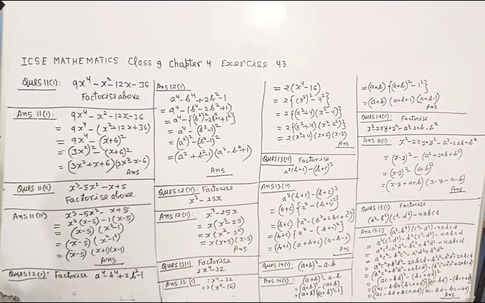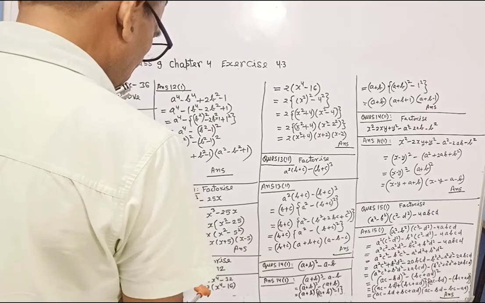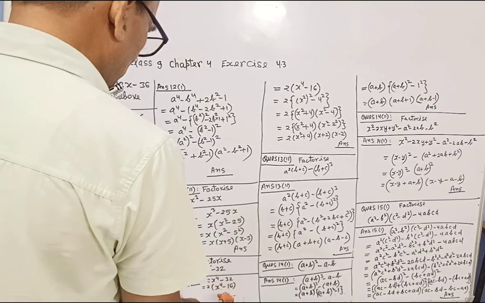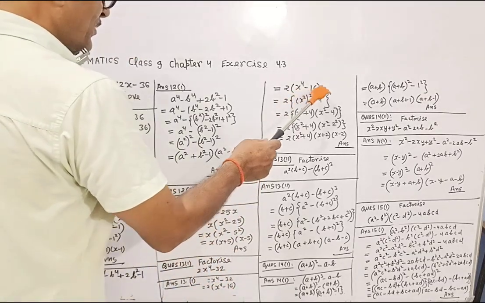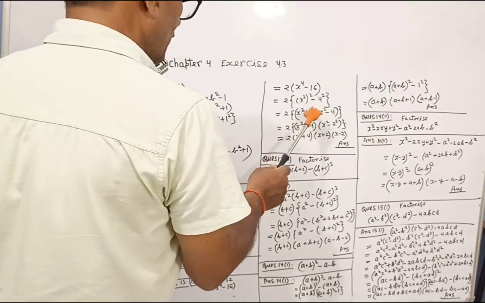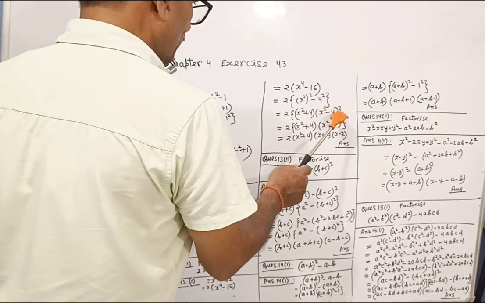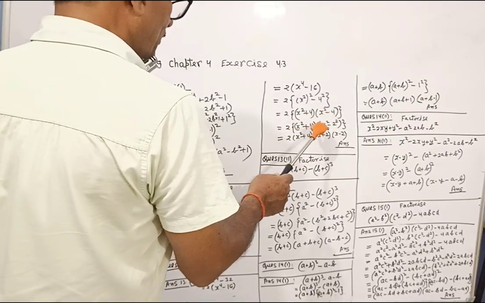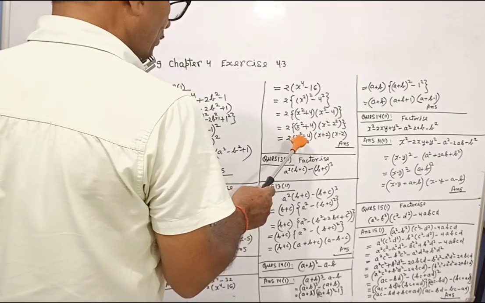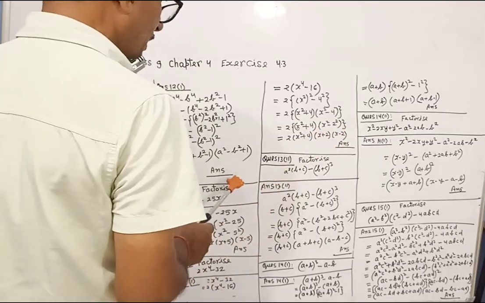Question 13 first: factorize 2x^4 − 32. Answer 13 first: 2x^4 − 32 = 2(x^4 − 16) = 2((x^2)^2 − 4^2) = 2(x^2 + 4)(x^2 − 4) = 2(x^2 + 4)(x^2 − 2^2) = 2(x^2 + 4)(x + 2)(x − 2).